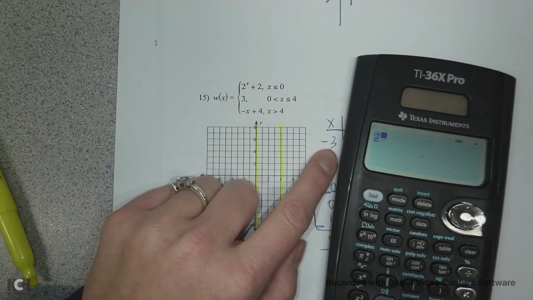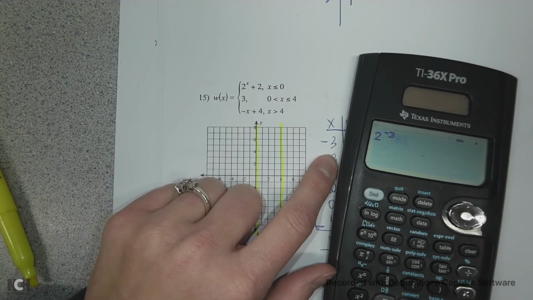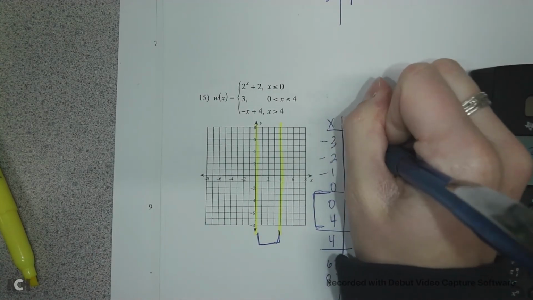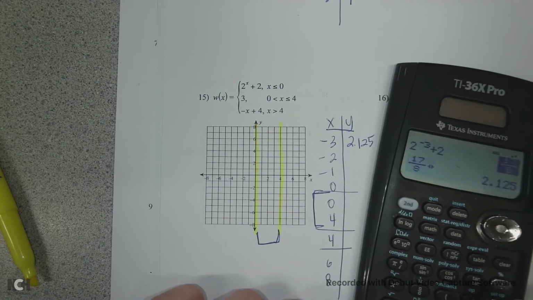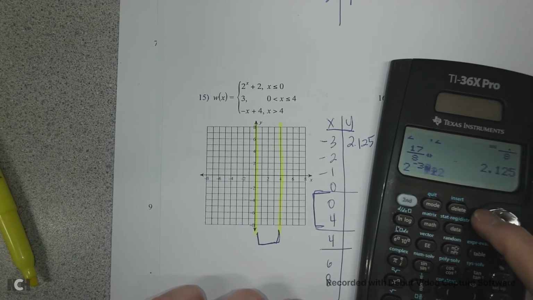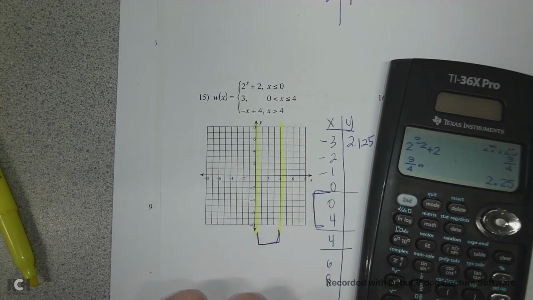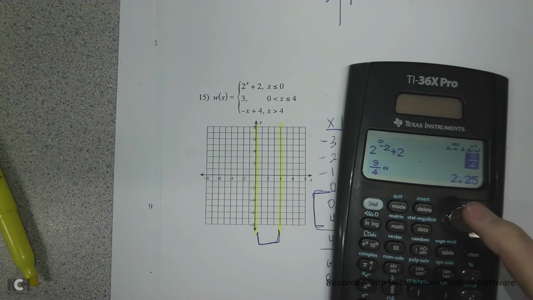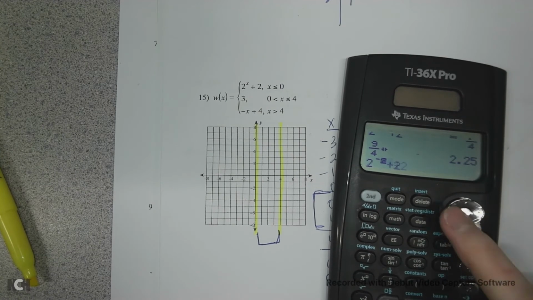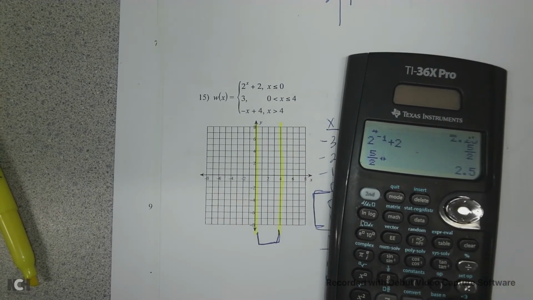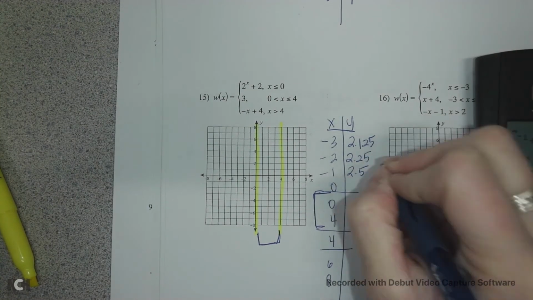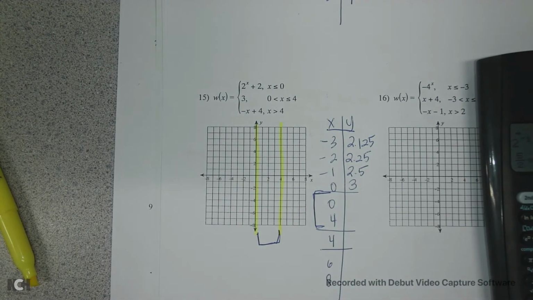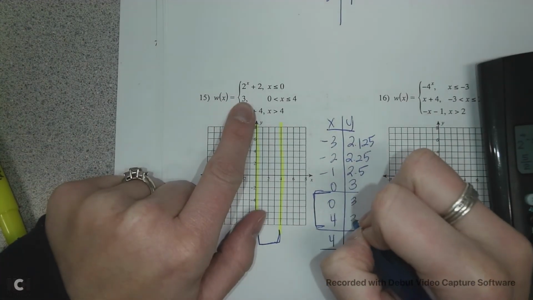We have 2 to the negative third power plus 2, and that's 2.125. And then we're going to do that again, but to the negative second power, which is 2.25. And we're going to do that again to the negative first, which is 2.5. And anything to the 0 power is 1, and 1 plus 2 is 3. Okay, in the middle, it's just 3.